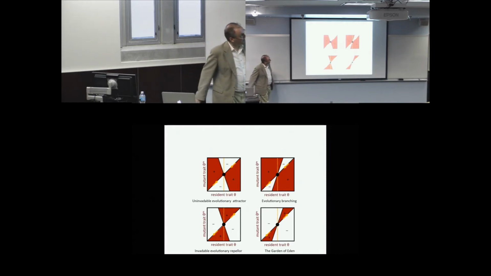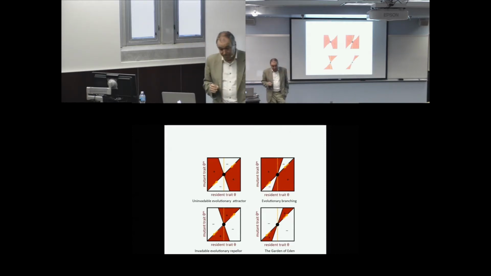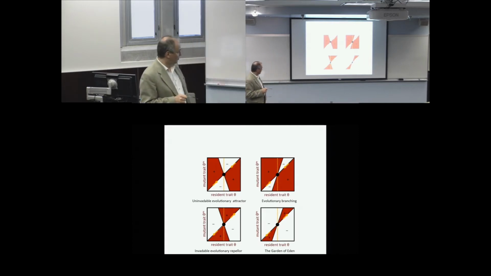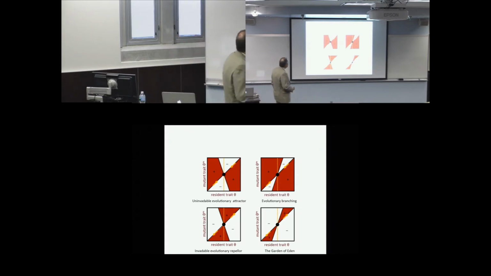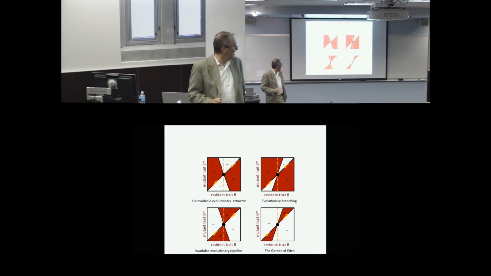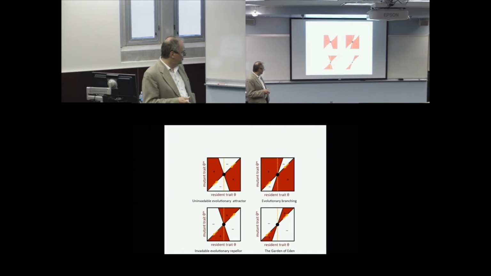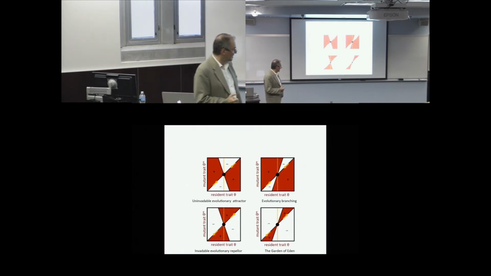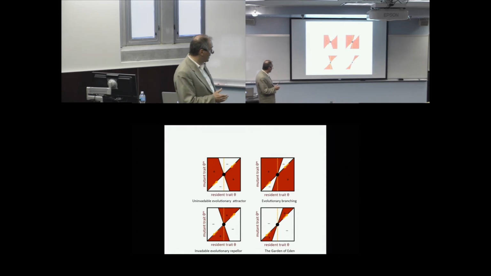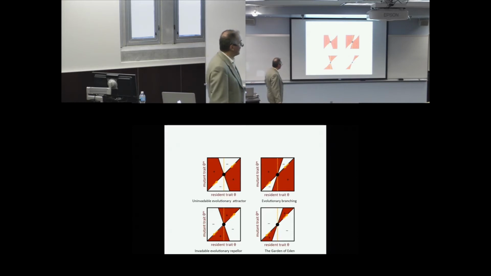And here are 4 examples of a so-called pairwise invadability plot. Here we have on the horizontal axis the resident trait, and on the vertical axis the mutant trait. And now I assume them to be real numbers, so one-dimensional traits. Otherwise, pictures would be very difficult to draw. And a plus sign means that the invasion fitness is positive, and a minus sign that the invasion fitness is negative. And here are 4 different possibilities.